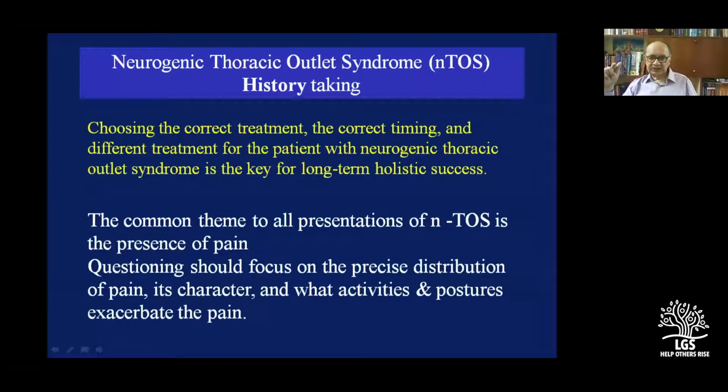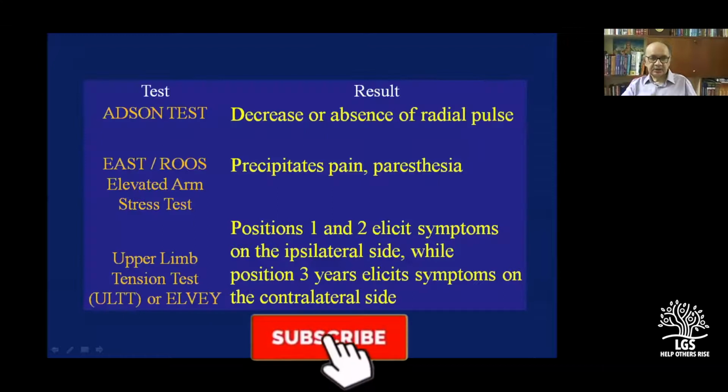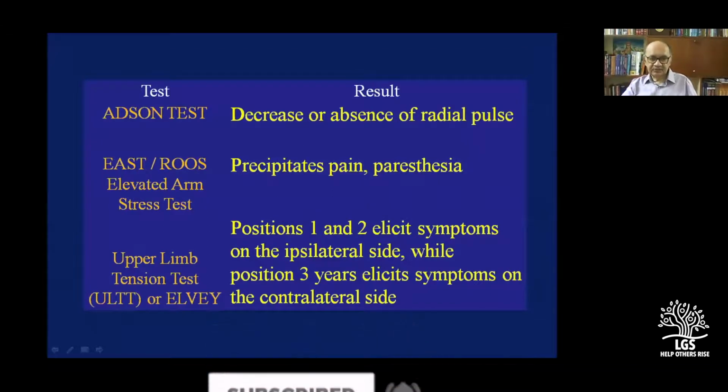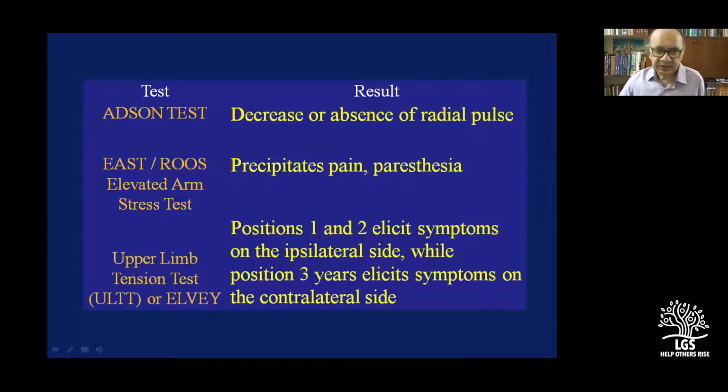The common theme of all presentations of neuro-TOS is the presence of pain. Questioning should focus on the precise distribution of pain, its character, and what activities and postures exaggerate pain, which must also be assessed. There are certain physical tests. Adson's test is one very popular one, where you hold the arm extended, turning the neck to one side and contracting the neck muscles, and look for reduction or absence of pulse. Then came the elevated arm stress test and upper limb tension test.